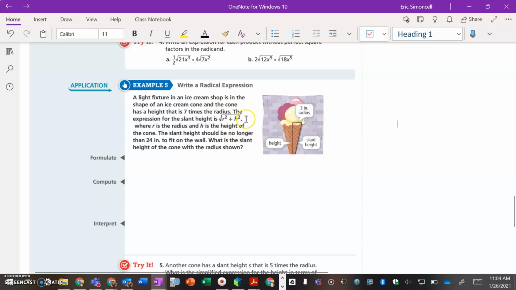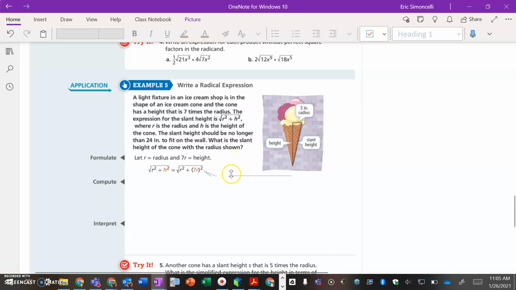Okay, so again, here's the expression. We also have this parameter, a height that is 7 times the radius. So how do we put this all together with the information? Let's start to formulate. Let r equal the radius and 7r be the height, as again they had described here. The height is 7 times the radius. So h equals 7r.